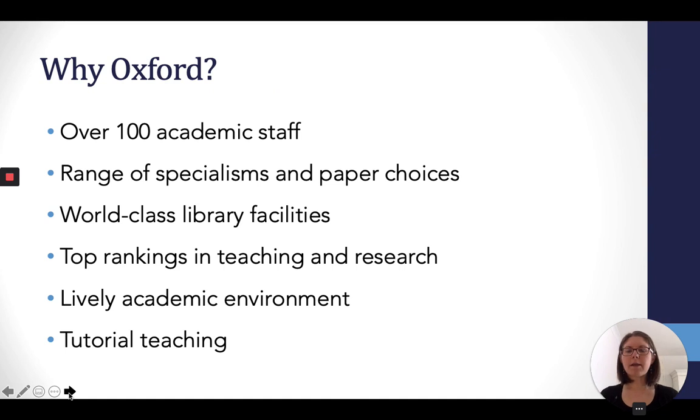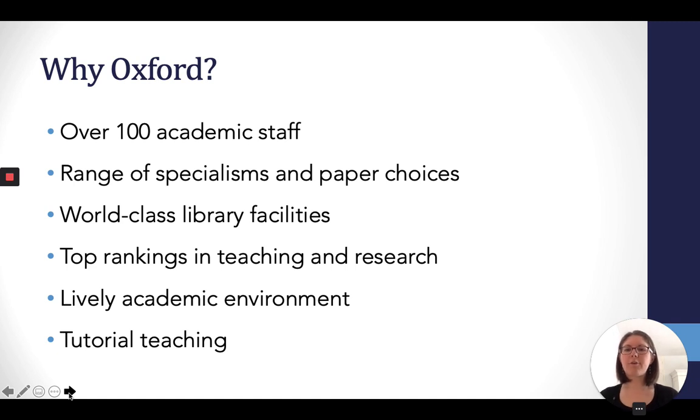So why might you want to come to study literature as part of the Modern Languages course in Oxford in particular? Well, the first thing is that we are a really big faculty, so we have over 100 academic staff, and that means that we have a really wide range of specialisms, which allows you to really tailor your choices to what you're interested in.